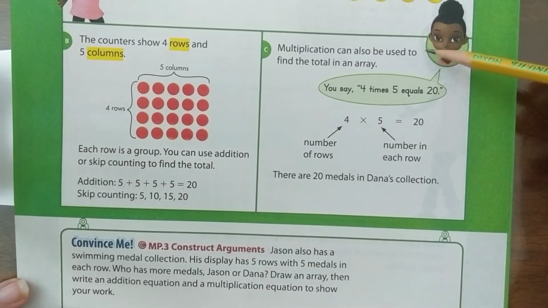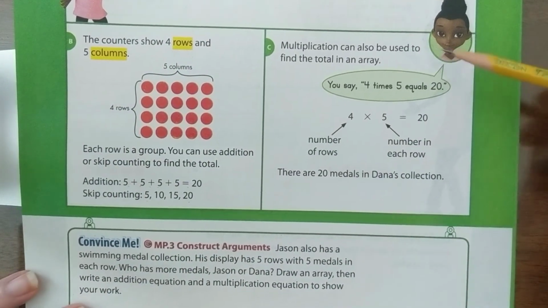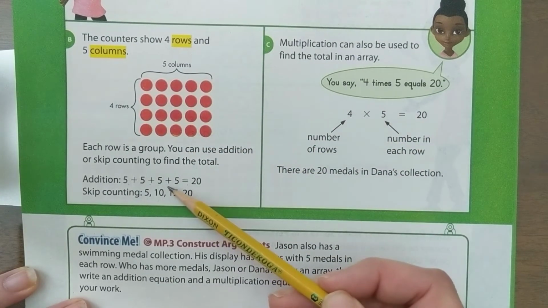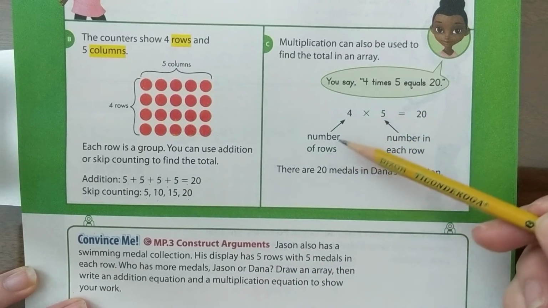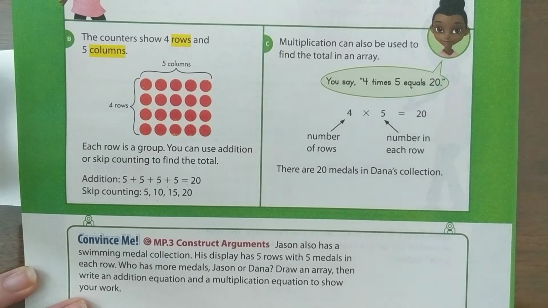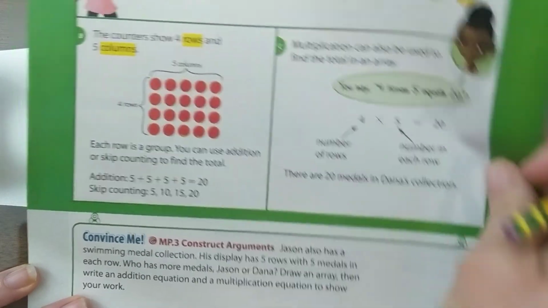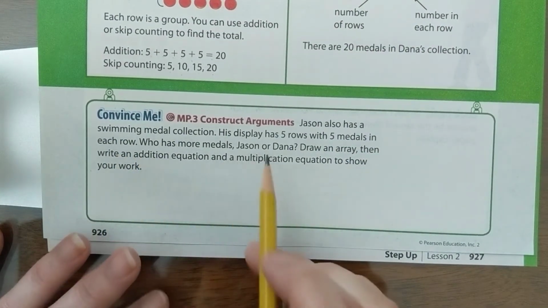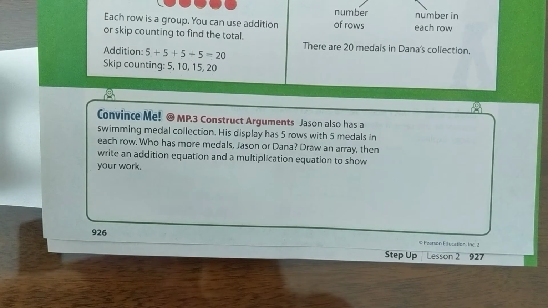Multiplication can also be used to find the total in an array. So we can use this array and write it down as a multiplication problem instead of an addition problem. So we have 4 rows times 5 in each row, and we get 20. Okay, Jason also has a swimming medal collection. His display shows 5 rows with 5 medals in each row. Who has more medals, Jason or Dana? Draw an array, then write an addition equation and a multiplication equation to show your work.